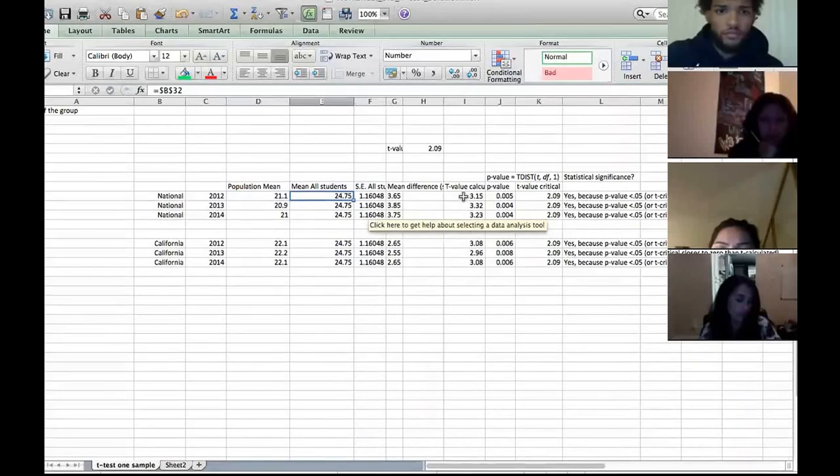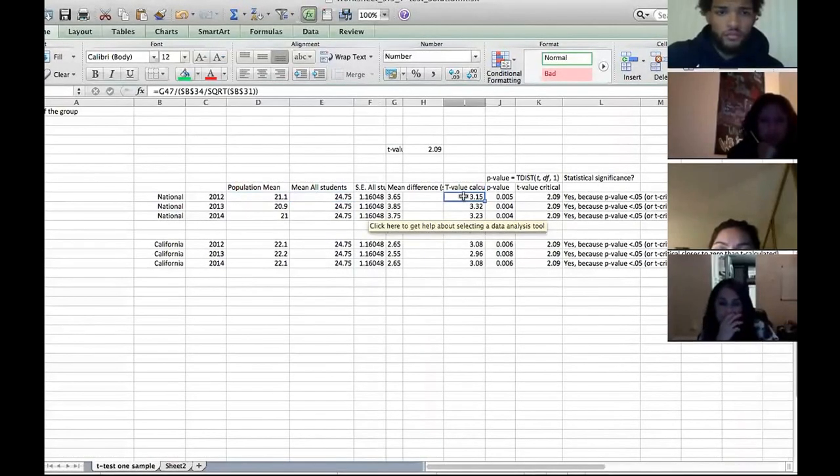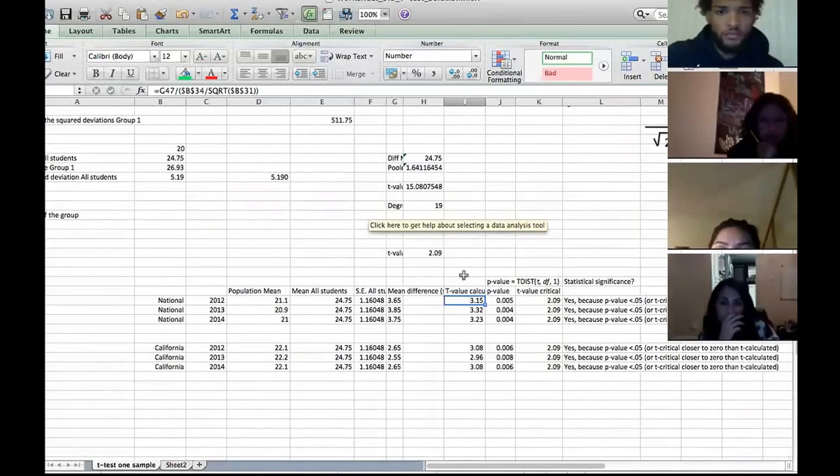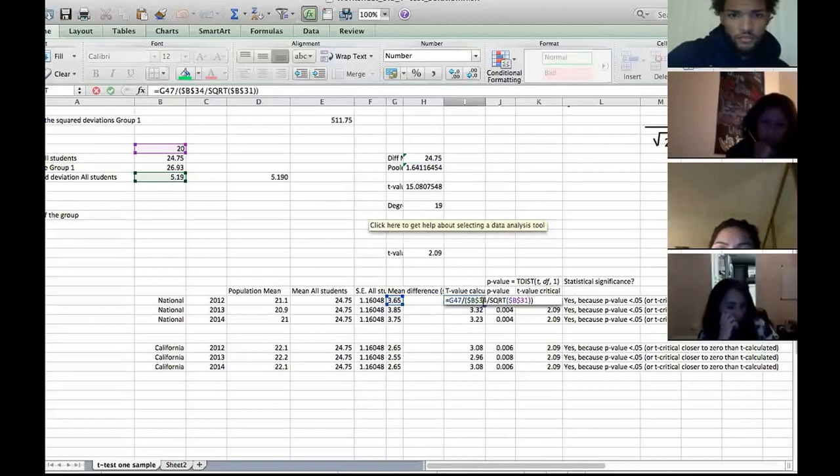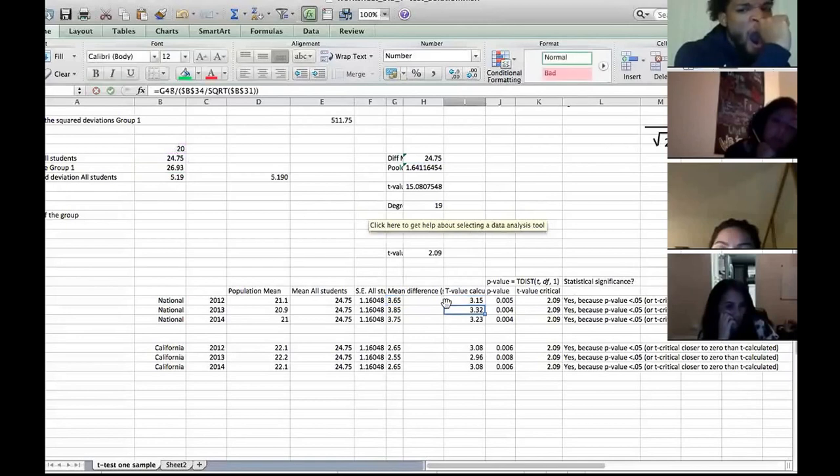Now we're plugging this into our formula, and I had this plug-in up here. I said, okay, 24.75 is the sample mean, and the difference is here, the blue, that's on top. Then we divide by the standard deviation and the square root of n, 20. So that gives me the t calculated.